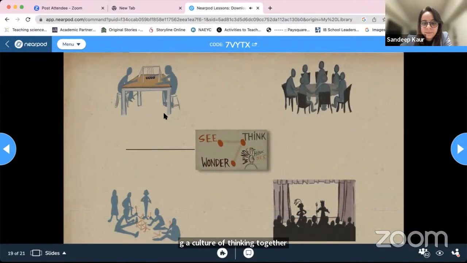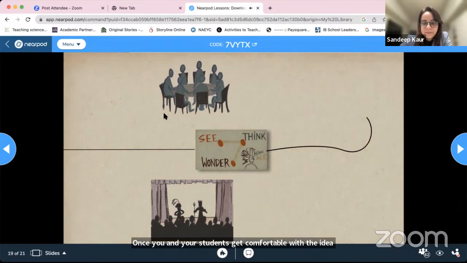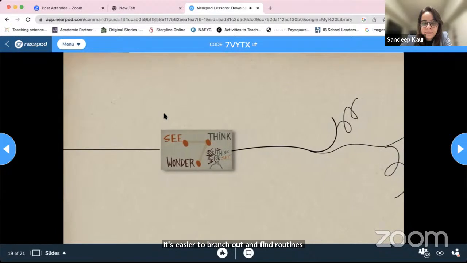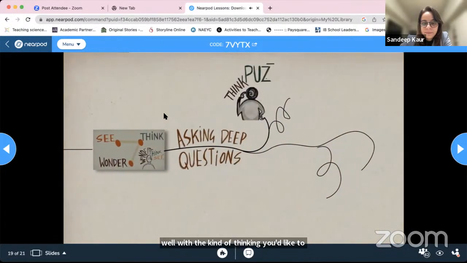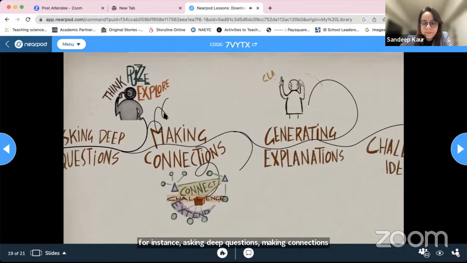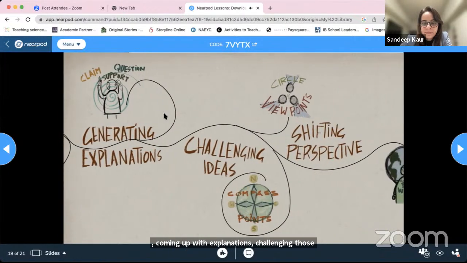Once you and your students get comfortable with the idea of using a routine for structuring your thinking, it's easier to branch out and find routines that fit well with the kind of thinking you'd like to invite. For instance, asking deep questions, making connections, coming up with explanations, challenging those explanations, and exploring alternative perspectives.